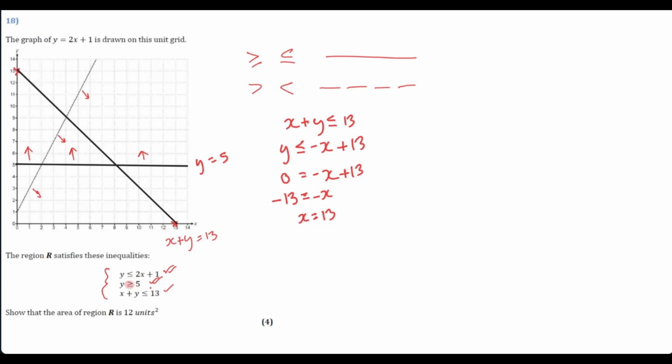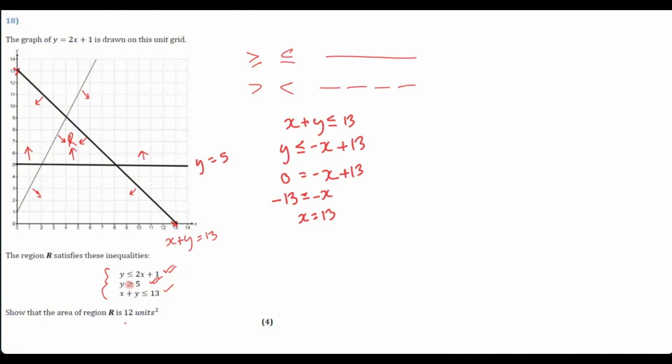And then lastly, this is saying, where is y less than minus x plus 13? Well, it's going to be this side. Now, which region do all the arrows converge on? It's this part here. So this is region R. Okay, so I'm just going to call that region R.